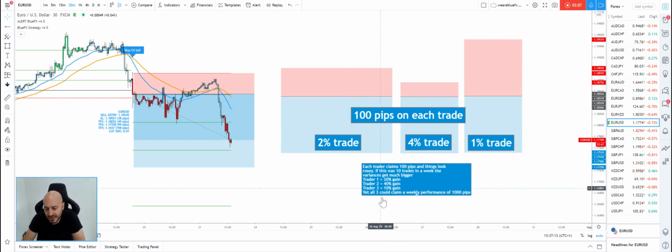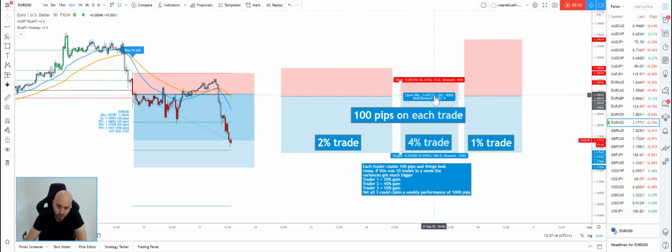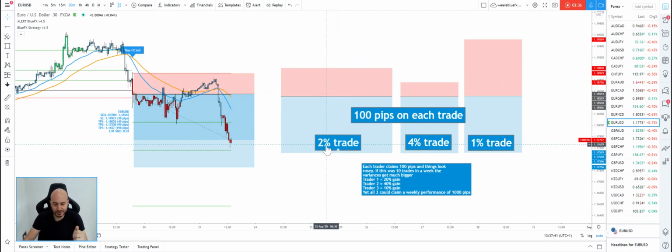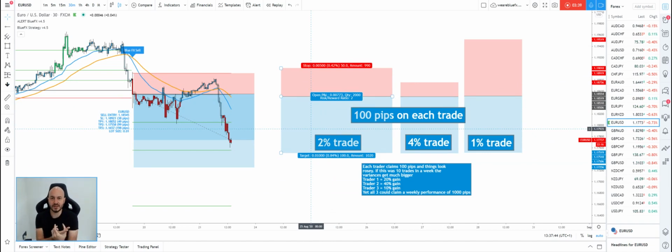Let's say we've got trader B. This trader had a 25 pip stop loss and a 100 pip target. He had a risk to reward of 1 to 4. So he risked 1%, but he made 4% on the same winning trade amount of 100 pips. And then we've got trader A, who has risked 50 pips to make 100. So he has made 2% on that trade. So ultimately, all three traders can celebrate the fact that they're focusing on a 100 pip trade, when actually one's made 4% and one has made 1%.